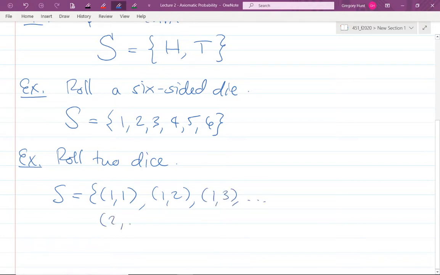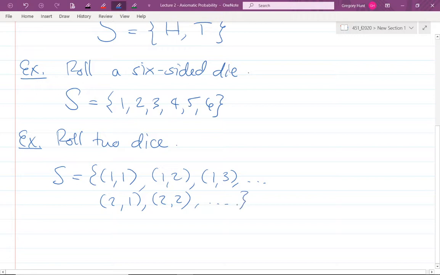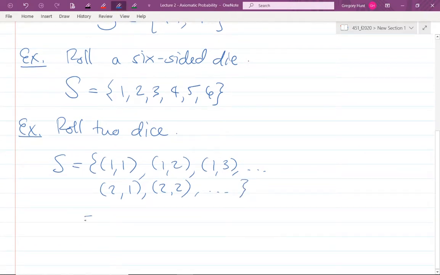I could get 2 on the first, 1 on the second, 2 on the first, 2 on the second, and so forth. So you can imagine there are a bunch of possible outcomes, and ultimately what this set is, it's a set of ordered pairs (i, j), where i and j are between 1 and 6. So here I've written the ordered pair (i, j) where 1 ≤ i, j ≤ 6. This is my notation to say i and j don't necessarily have an ordering, but they both are bounded between 1 and 6.